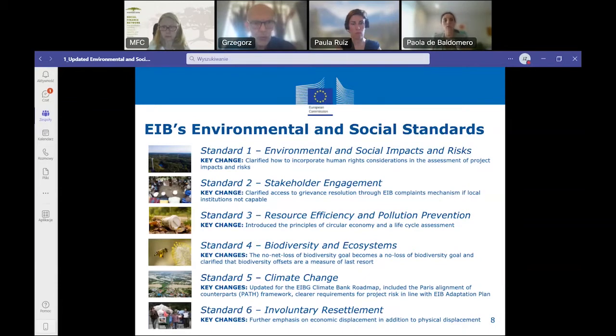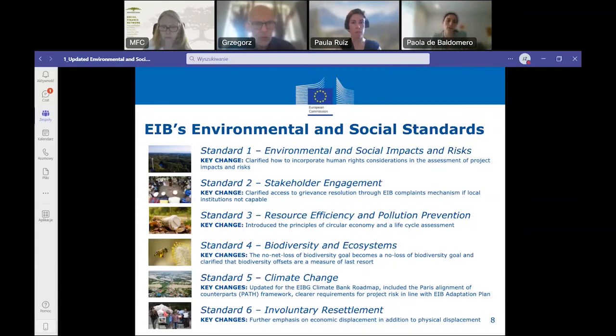The third standard is focusing on resource efficiency and pollution prevention. It promotes a sustainable use of raw materials, including energy, for example, and it looks at how we can minimize the impacts on human health from the emissions to air, water, and soil. It's especially important to avoid or minimize the use of hazardous waste, chemicals and pesticides. So it's giving guidance on how we can improve the resource efficiency for the projects. Now, the key change in this new standard is that it introduces the principles of circular economy and a life cycle assessment of the products that are being produced by the companies or the projects.